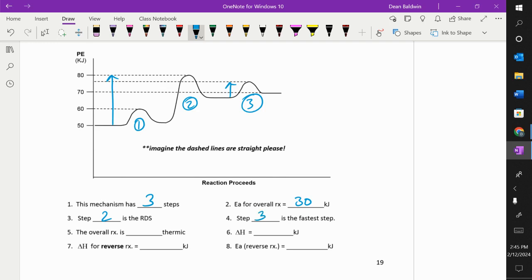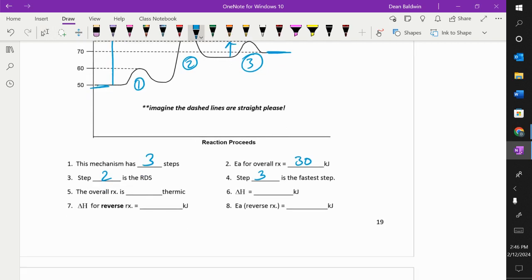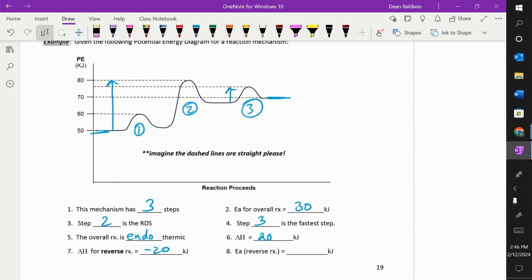Is this reaction endo or exothermic? Endothermic because we end higher than we start. Delta H is what? 20 kilojoules, 70 minus 50. Delta H for the reverse will be negative 20, right? Because it's exo going in the opposite direction. What's the energy of activation for the reverse? It's 10.